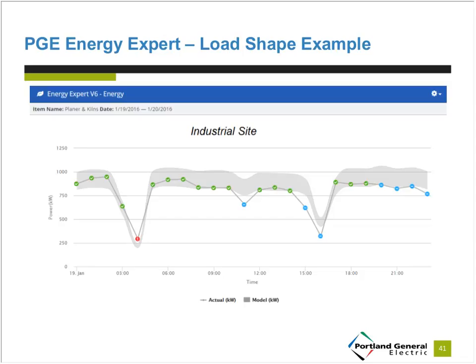And finally, an industrial site. This is an example of an industrial site where it looks like about every 12 hours, this is 3 in the morning, so this is right about 4 in the morning over here, and about 4 in the afternoon, looks like there could be some sort of shift change or something like that where equipment is shut down for a short period of time and then brought back up.